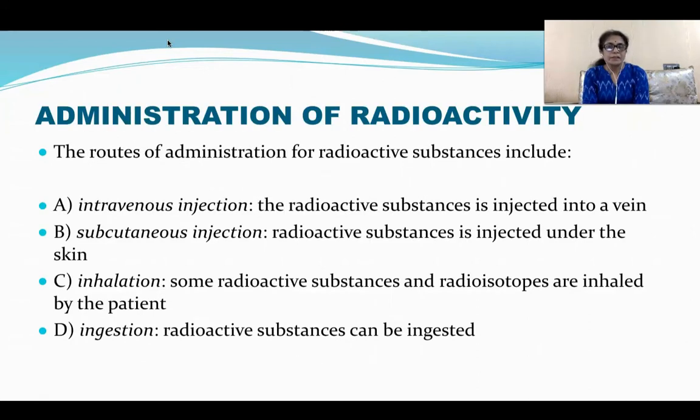Administration of radioactivity. The routes of administration for radioactive substance include: one is intravenous injection. The radioactive substance is injected into a vein. Second, subcutaneous injection. Radioactive substance is injected under the skin. Third, inhalation. Some radioactive substances and radioisotopes are inhaled by the patient. And fourth is ingestion. So radioactive substance can be ingested.